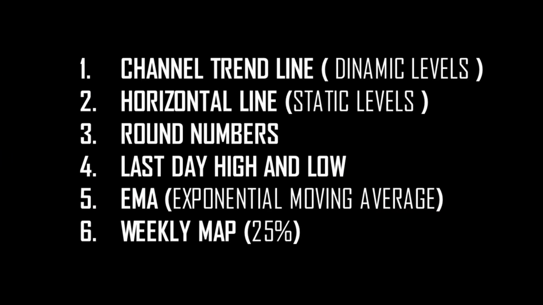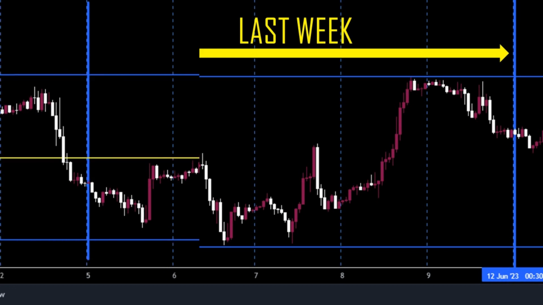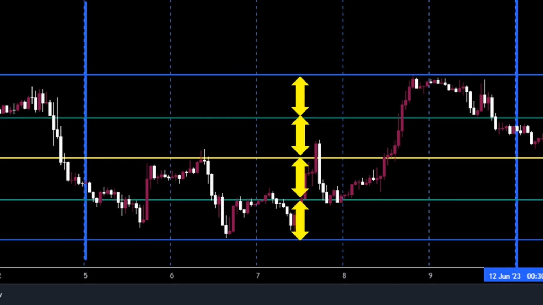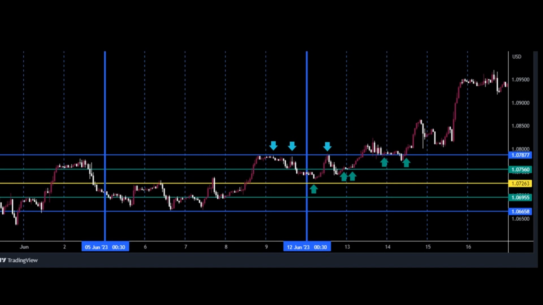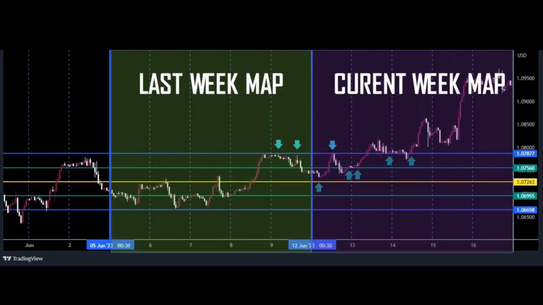The last important support or resistance level is obtained with last week's high and low. After marking last week's high and low, we divide the chart by 2. Then we divide these two areas again by 2. These resulting 5 horizontal lines are our weekly map to the current week's market. These 5 lines are usually potentially the market's key levels and are expected to have price reactions to them. As shown in this example, there are several reactions to these zones drawn by these lines.